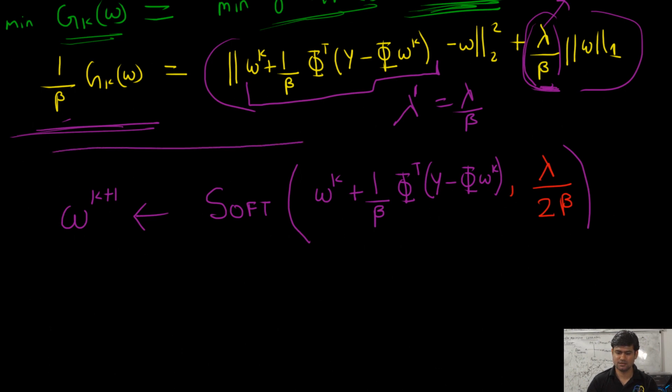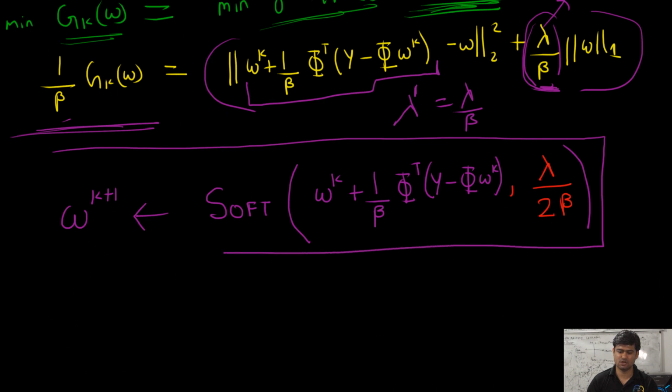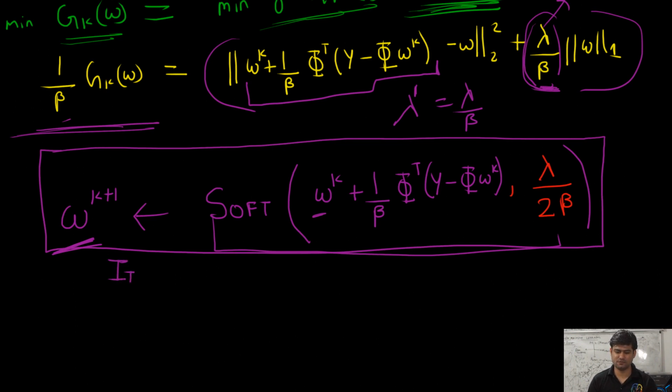So this update step is known as the iterative soft thresholding algorithm. We use soft thresholding here, and we do iterative updates to the parameters w. So this update step combined together is known as the iterative soft thresholding algorithm.